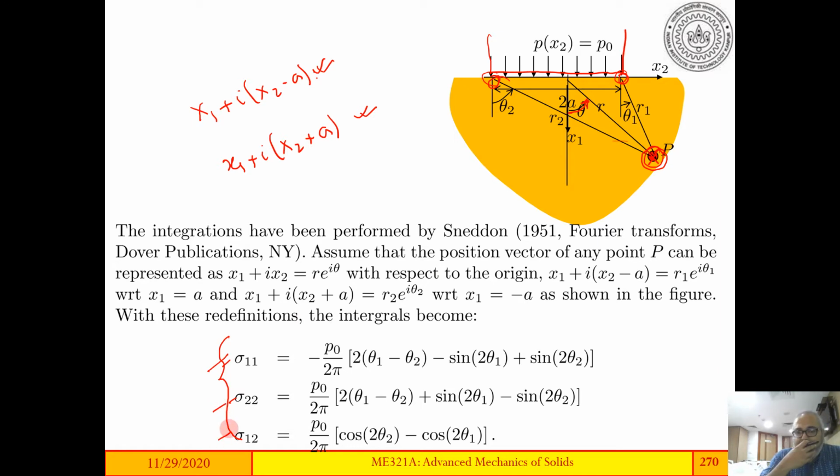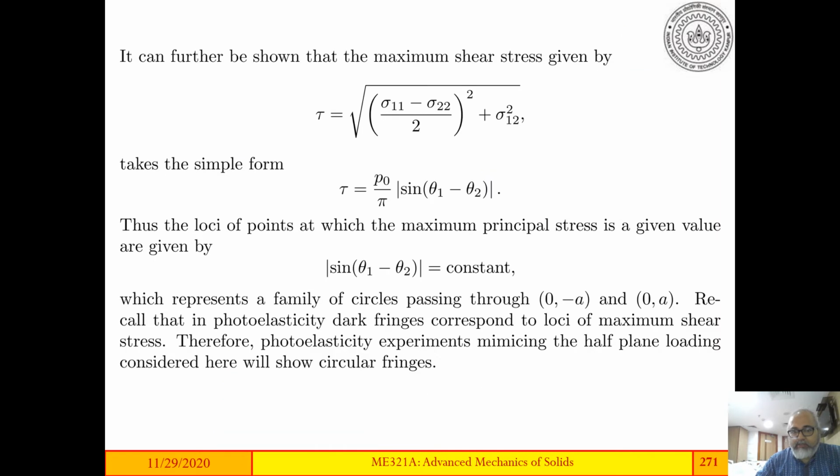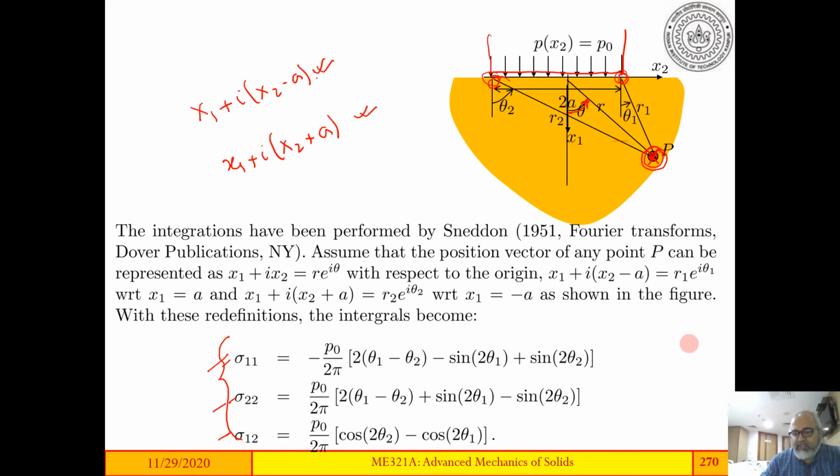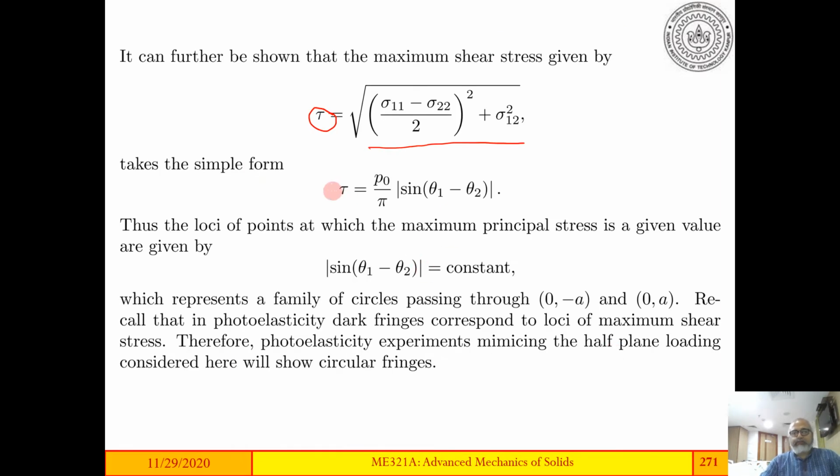Now, if you look at these carefully, you can calculate the maximum shear stress at any point. At any point, the maximum shear stress would be given by this expression. This just comes from your stress transformations. This is also something you have done for the Mohr circle, the maximum shear stress. And that maximum shear stress, if you use these expressions, comes out to be p naught by pi into sine of theta 1 minus theta 2.